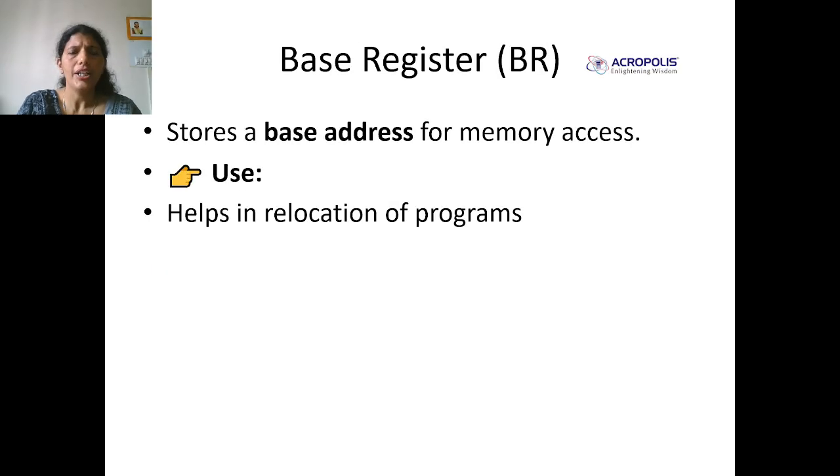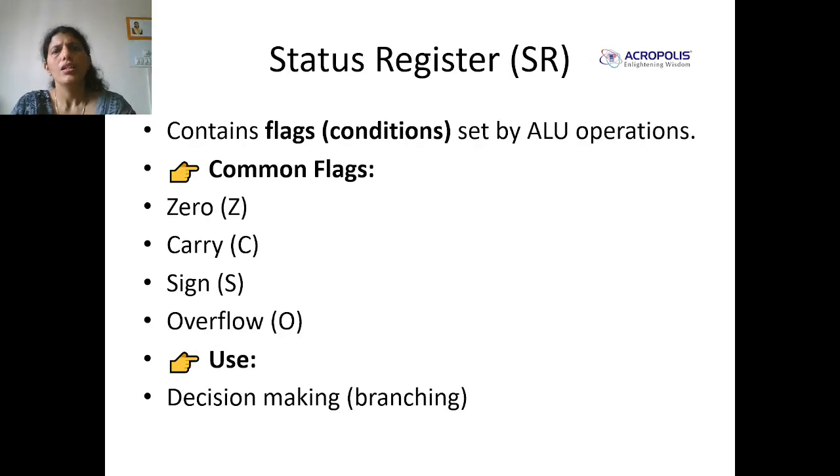Base register. It stores the base address of the memory access. It helps in relocation of a program. Status register. It contains the flags and conditions which we use to set the ALU operation. For example, Z for zero, C for carry, S for sign, and O for overflow. It helps us make decisions in branching instructions.